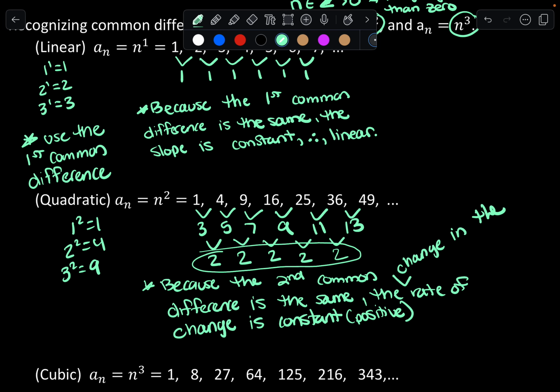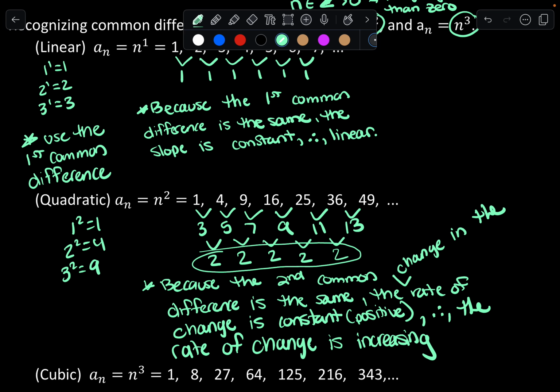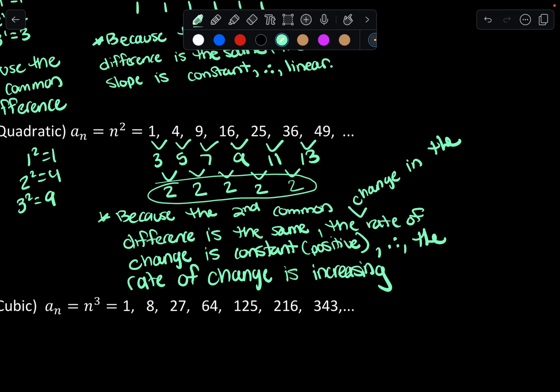So we talked about this a couple lessons ago about concavity, how a curve is concave up when the rate of change is increasing. So now with this one, we're talking about the rate of the rate of change, or the change in the rate of change, and how it's constant, which means therefore the rate of change is increasing. And because that rate of change is increasing, therefore it is concave up.